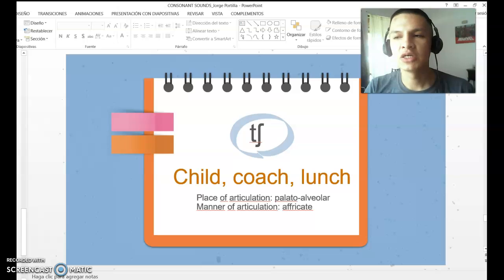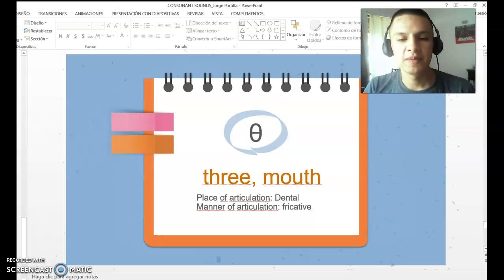The child, coach, lunch, is palatal, velar, and fricative. And affricate. Let's continue with 3. Mouth, is dental and fricative.